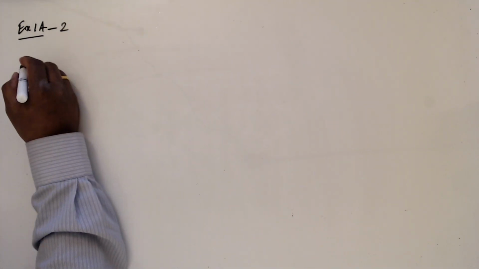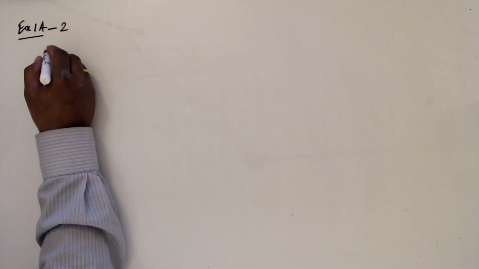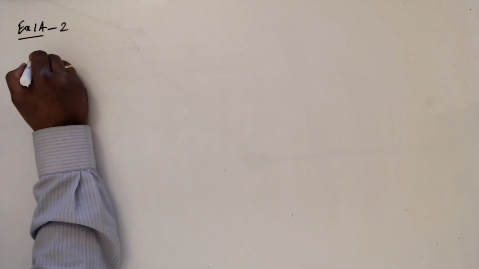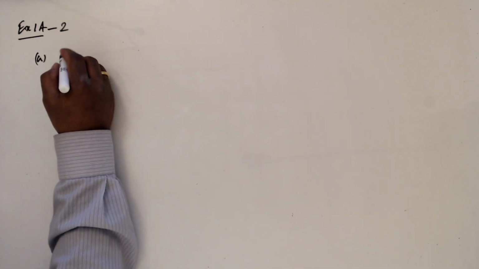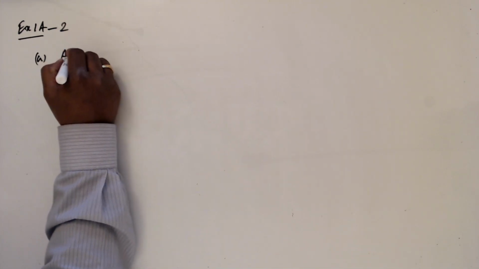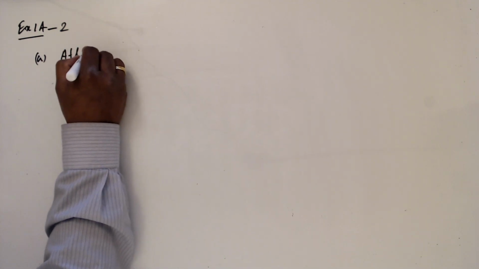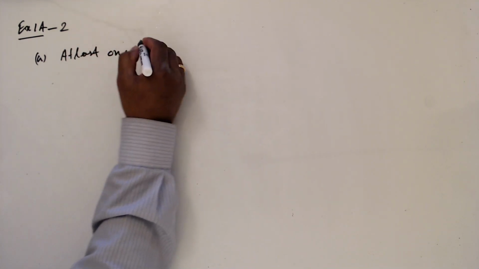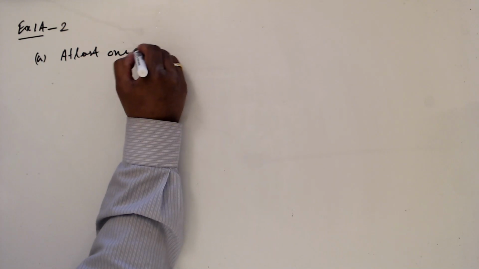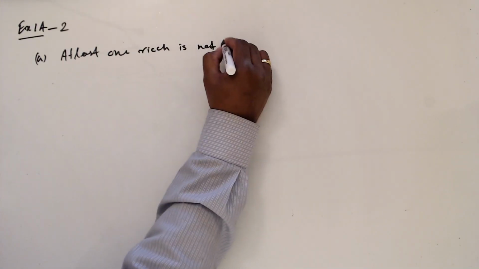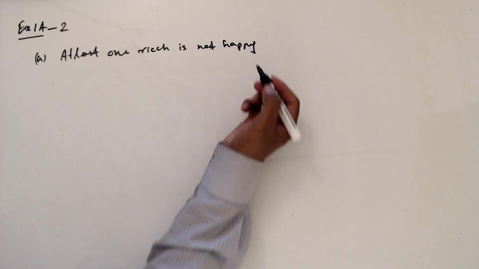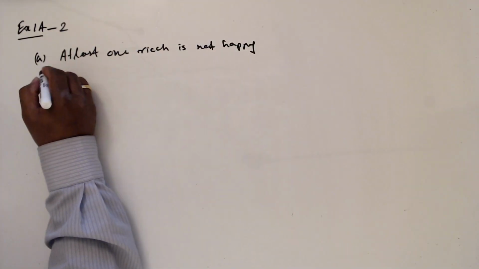Question number 2. There is a set of questions. We have to write the negation. All rich people are happy. So at least one rich person is not happy. So this is the negation of that statement.